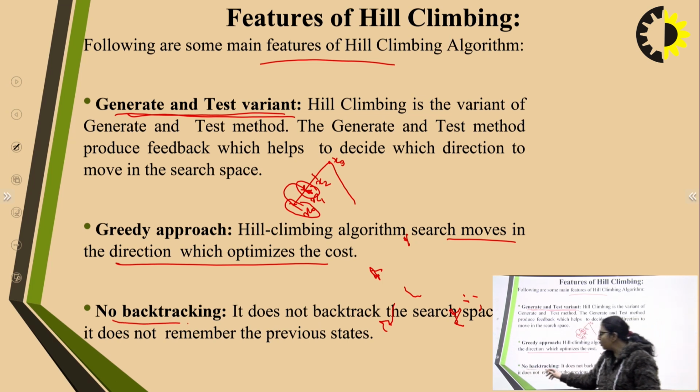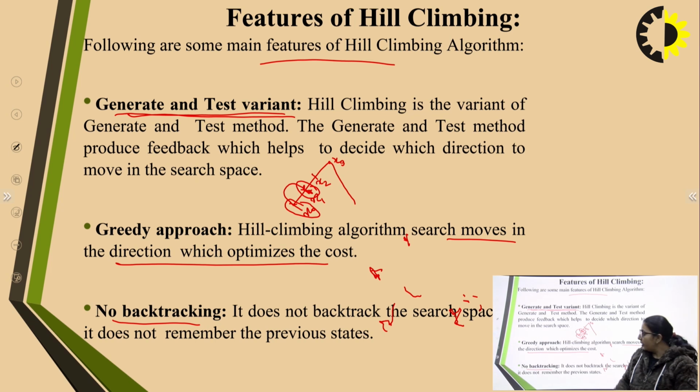One more thing, there is no backtracking. What does it mean? It means if we are finding the solution in a particular direction and we have reached here, then this algorithm does not have the feature of backtracking. If we have reached here, then we cannot go in a backward direction. That is why no backtracking is available in the hill climbing algorithm. Why is there no backtracking?